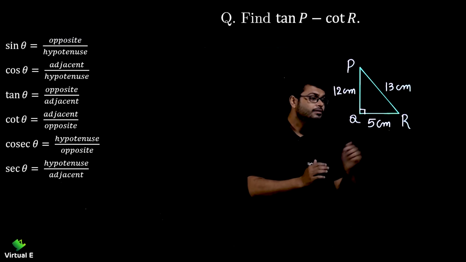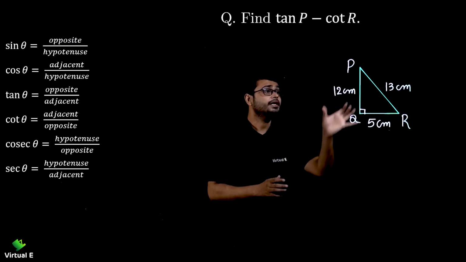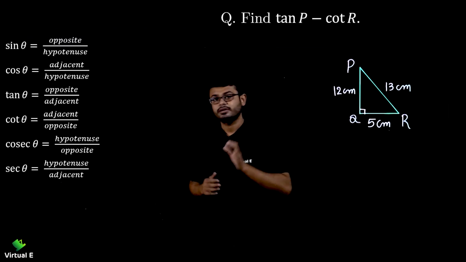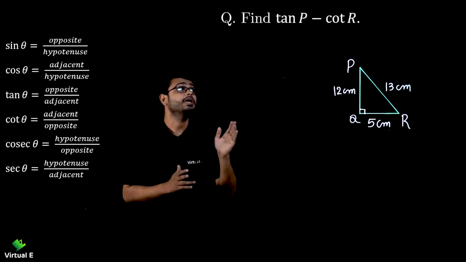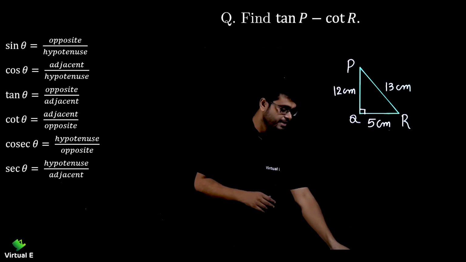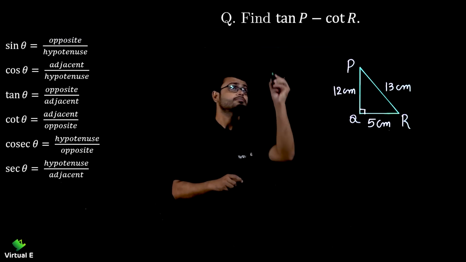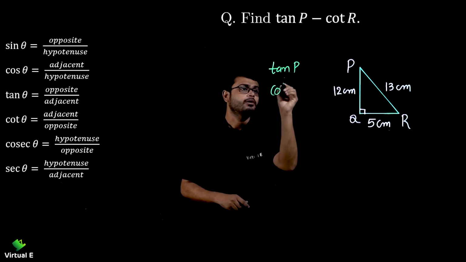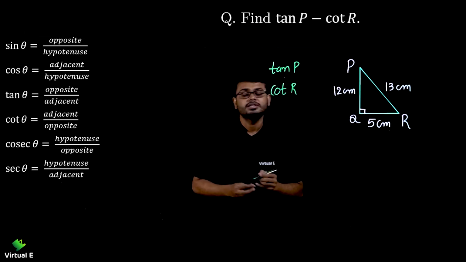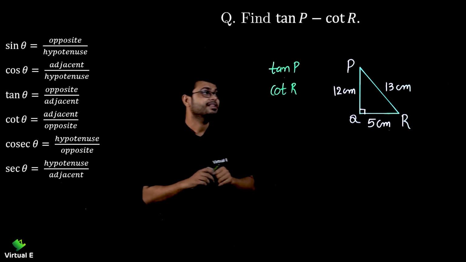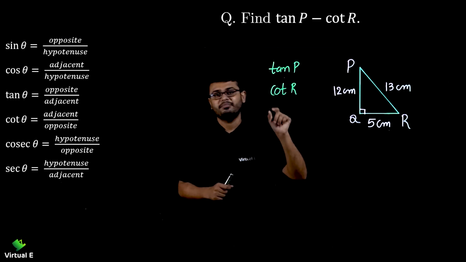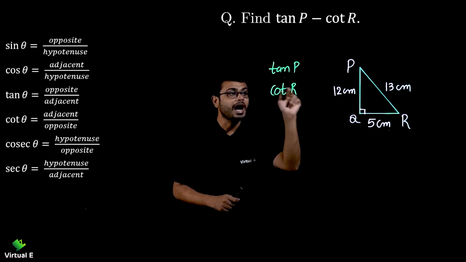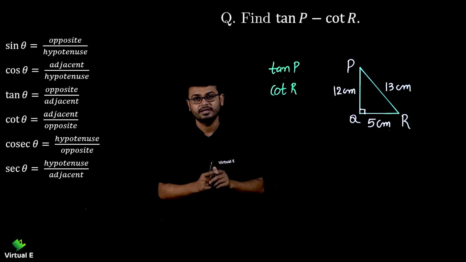Triangle PQR, base is 5 cm, height is 12 cm, and hypotenuse is 13 cm. Done. We need to find tan P and cot R. So let's mention first tan P. Tan P we need to find, and cot R. You observe one thing over here, that the angle is not the same in each case. Angles are different. Tan P over here and cot R over here. The angles are different. Be careful.